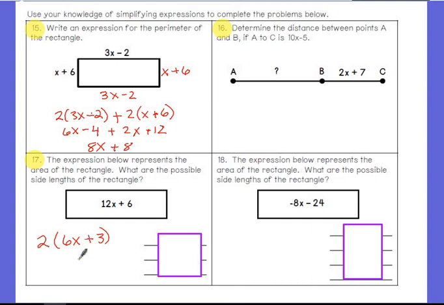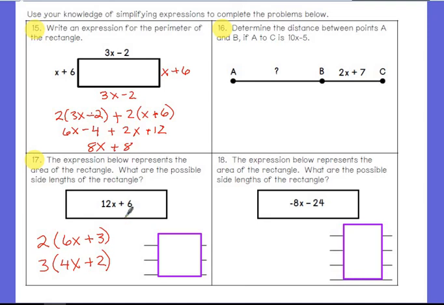There could have been a different number I could have factored out of the 12 and the 6. I could have factored out a 3. Well, 3 times what gives me 12x? 3 times 4x. 3 times what will give me this positive 6? That would be 3 times a positive 2. So this could be another option for possible side lengths of the rectangle.